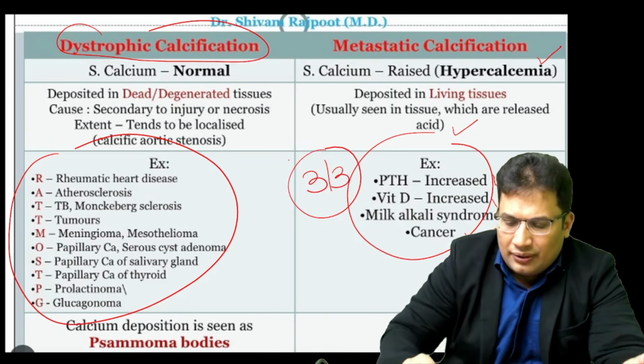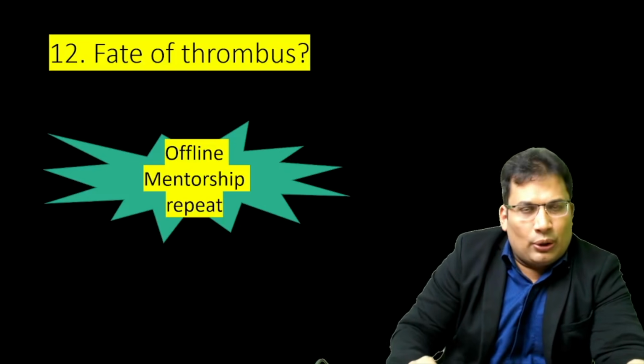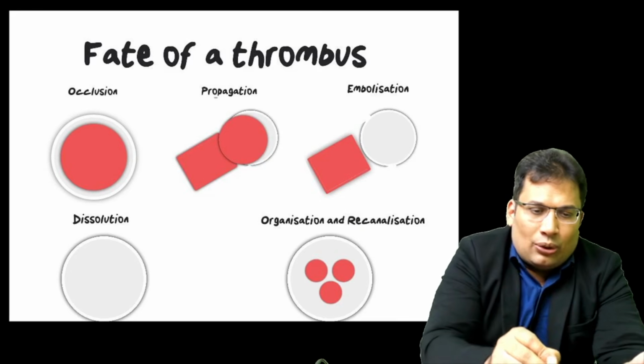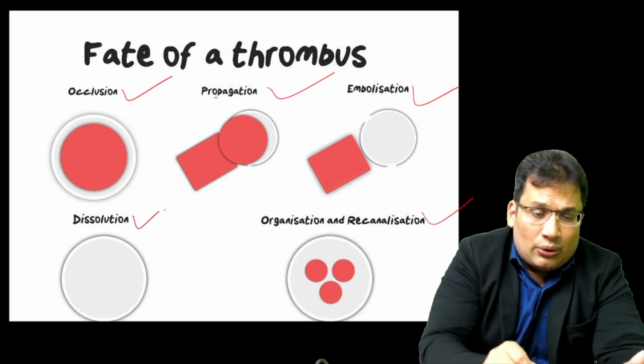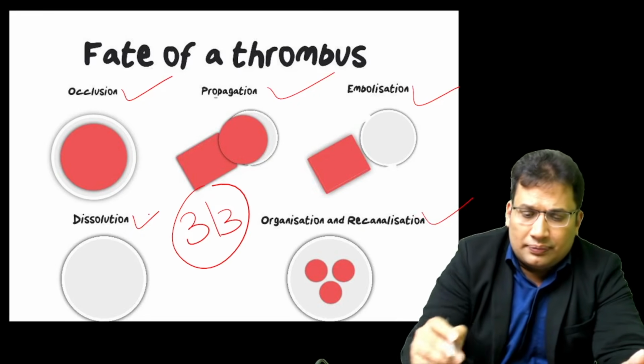It's like mathematics. Then fate of thrombus, repeat question. So either it can be occlusion, propagation, embolization, organization, recanalization, and dissolution. If you write this, you'll get 3 out of 3.